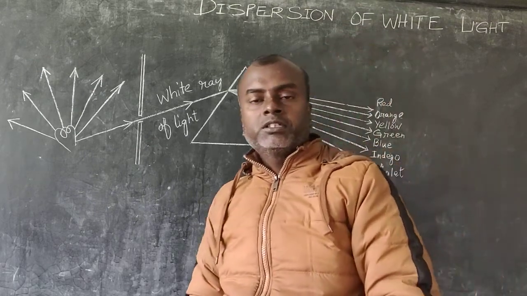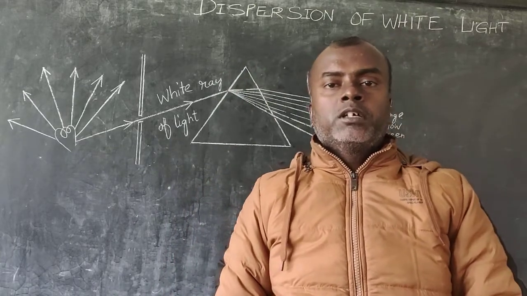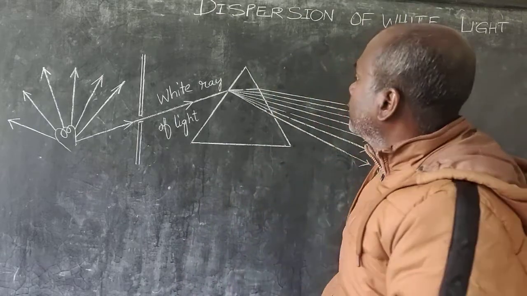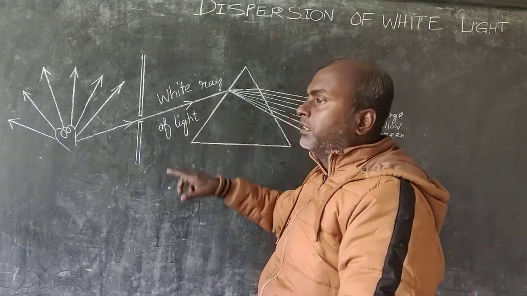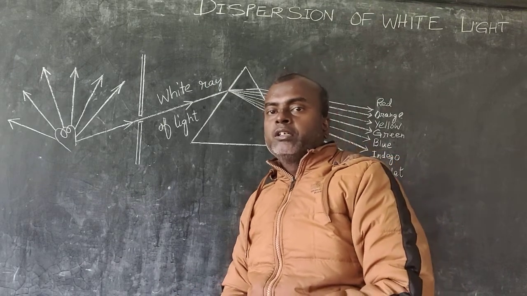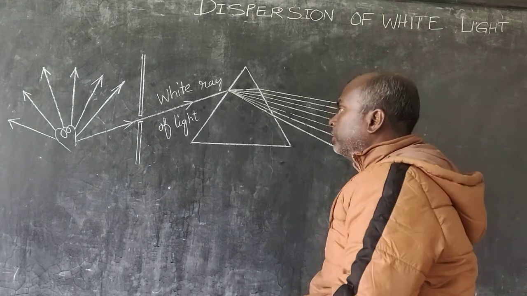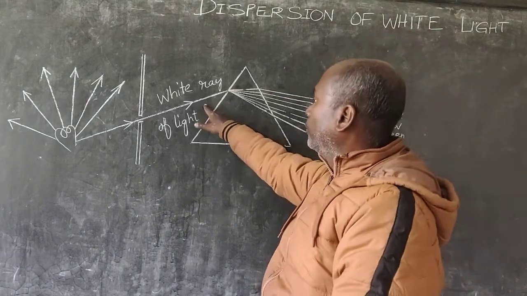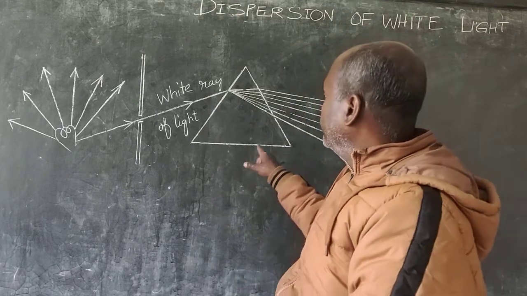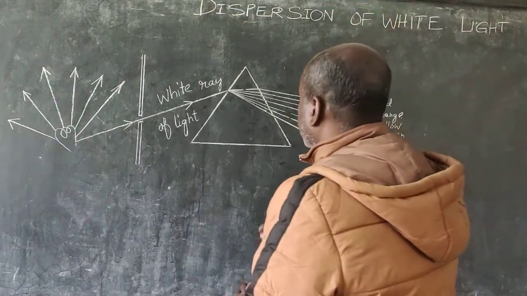By the way, what is dispersion? The splitting of all the 7 colors of white light is called dispersion. So in dispersion, white light is dispersed or broken down into its constituent colors. All the 7 colors of white light will be shown when the white light passes through a dispersing medium. That dispersing medium here is a prism. A prism here acts as a dispersing medium.